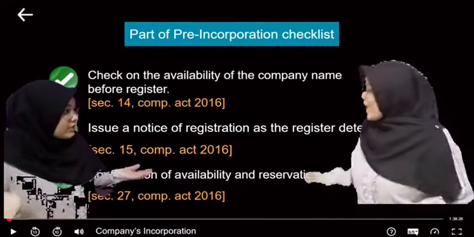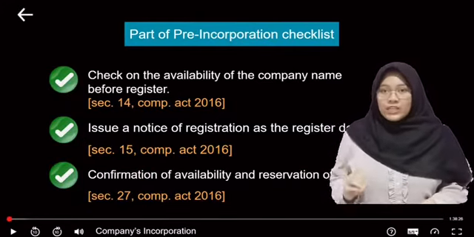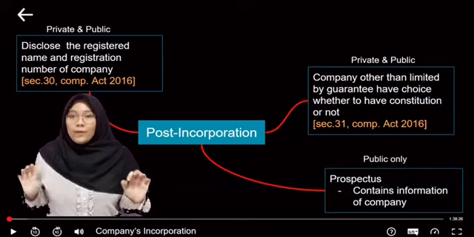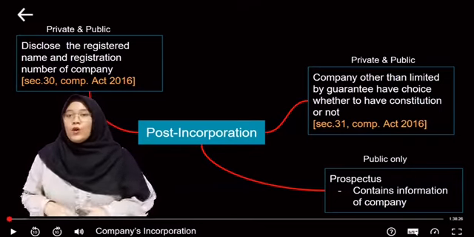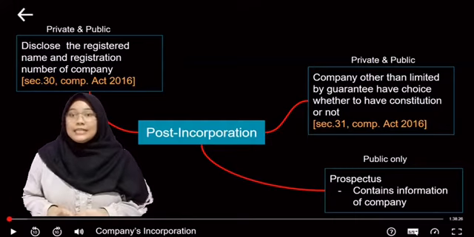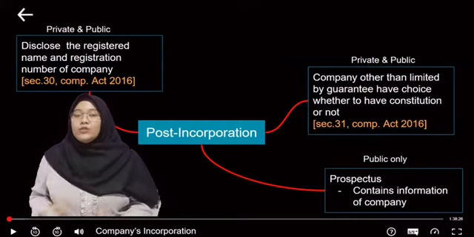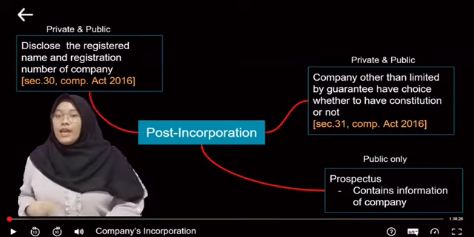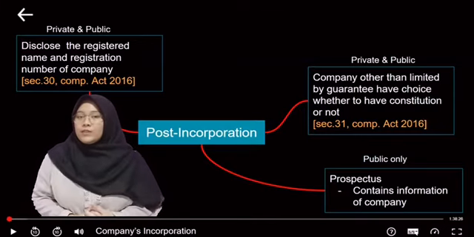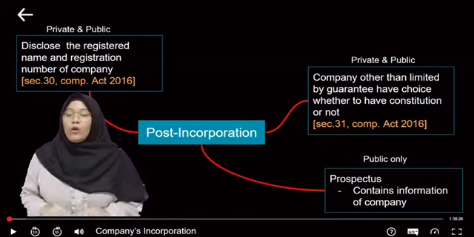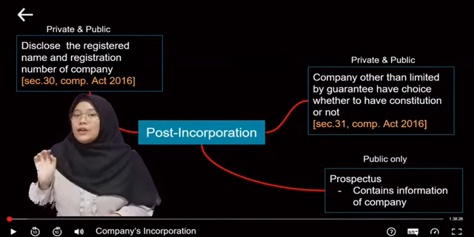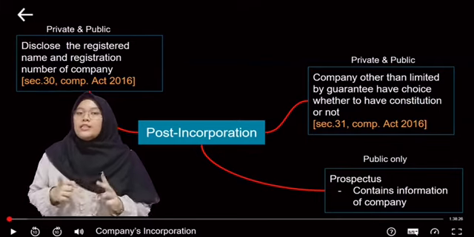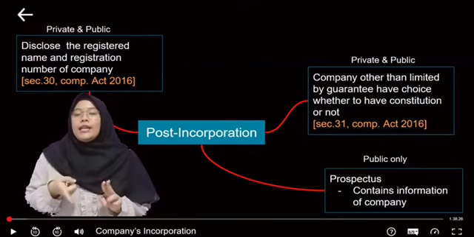How about post-incorporation? Okay, now I will explain the post-incorporation of a company. After a company is incorporated, it needs to follow a sequence of compliances under various legislation. Under section 30 of the Companies Act 2016, a company needs to disclose or display its registration number and the name of the company. Next, under section 31 of the Companies Act 2016, it states that all companies except companies limited by guarantee can choose whether they want to have a constitution or not. Both sections 30 and 31 apply to public and private companies.